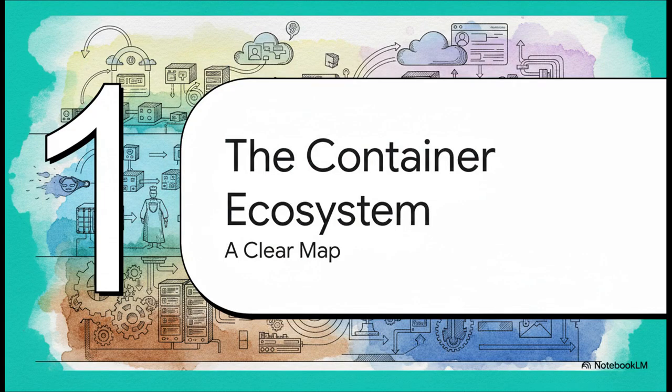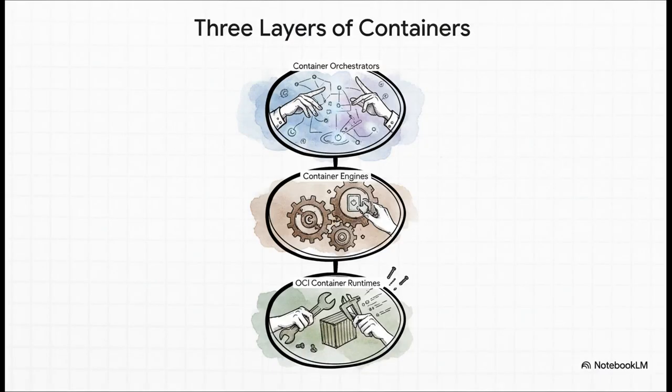The best way to make sense of all this, really, is to think about it in three different layers. Once you get these layers, you'll see exactly where a tool like Podman slots into the whole picture. It just clicks. So here are the big three. You've got your container orchestrators, your container engines, and your OCI container runtimes. Think of it like a stack. Orchestrators at the very top, runtimes way down at the bottom, and the engines, well, they're sitting right there in the middle. Each one has a really specific job, so let's break them down.